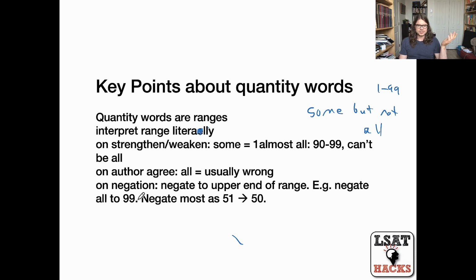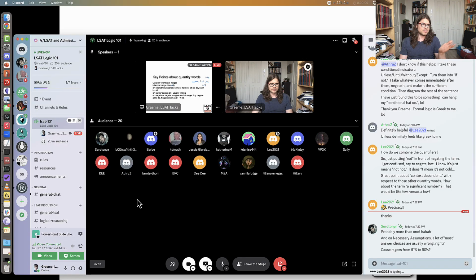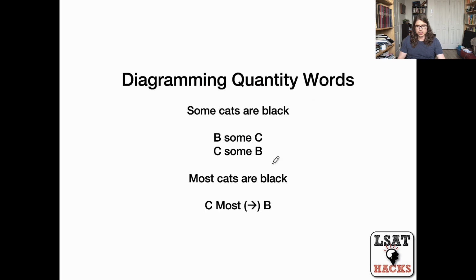But in most cases, if all of your meals are tasty versus not all of your meals are tasty, we can tolerate a single non-tasty meal. Yes, the most answer choices are generally wrong because it goes from 51% to 50. Again, just a tendency, but generally that's the case.